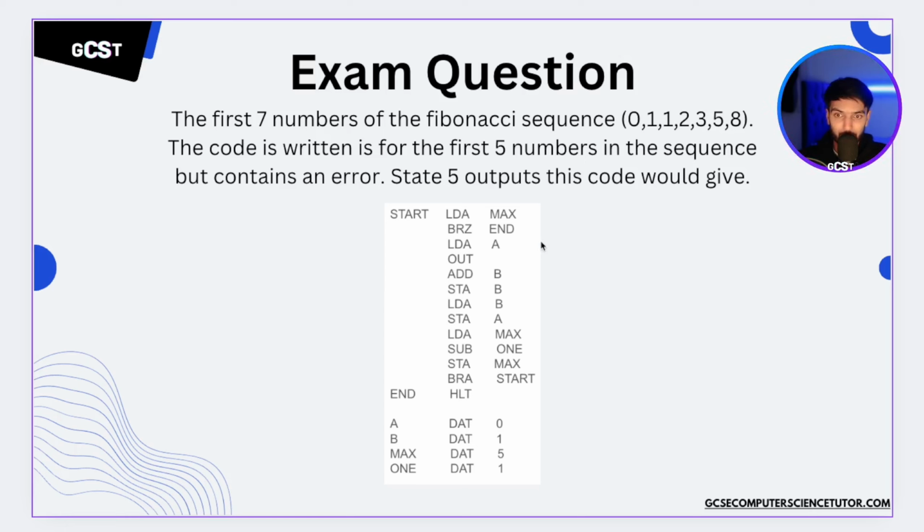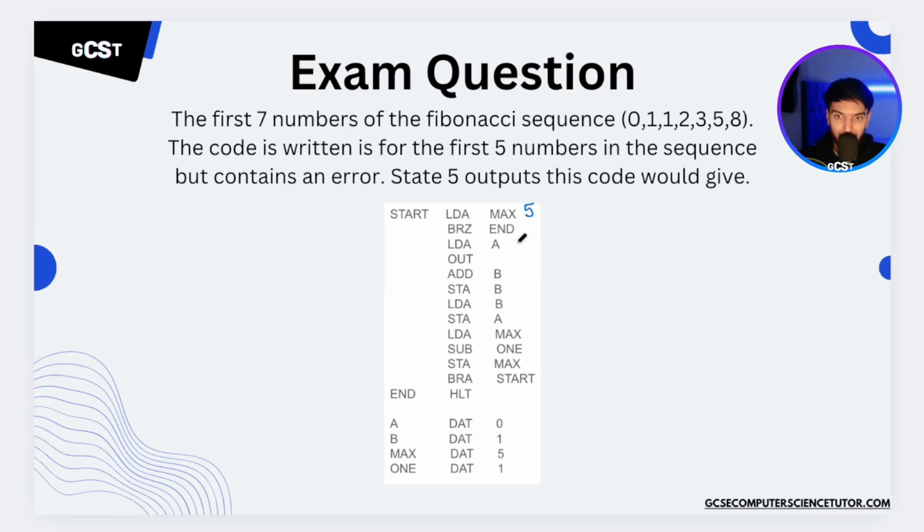And now we load max, which is 5, and load A, which is 0, and output that. Then we add B onto 0, which is 1, and store that in B. Then load B and store whatever B is in A, and we load max, which is 5, subtract 1, 4. Go back to the start, we get 4.